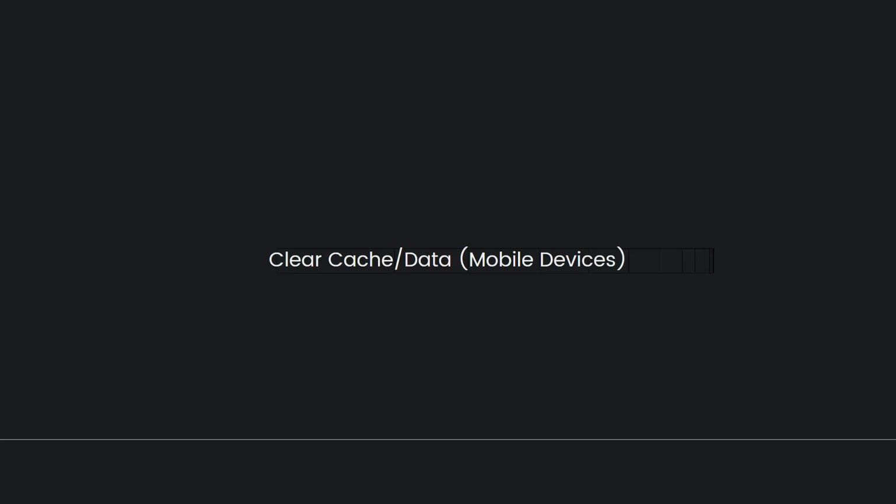Clear cache or data if you are using a mobile device. So if you're playing Call of Duty on a mobile device, clearing the game's cache and data may help resolve the issue. Go to your device's settings, locate the Application Manager or Installed Apps section, find Call of Duty, and clear the cache and data associated with the game. Note that this will reset any custom settings or preferences within the game. So make sure you are comfortable with that before proceeding.